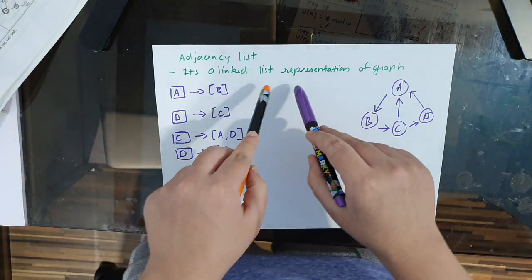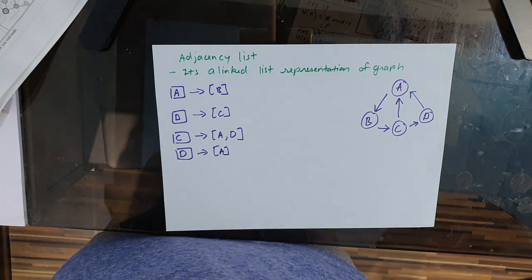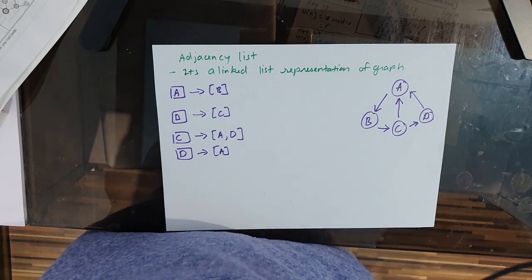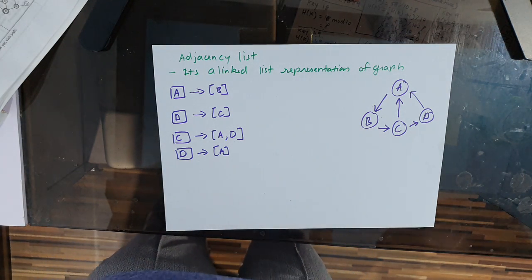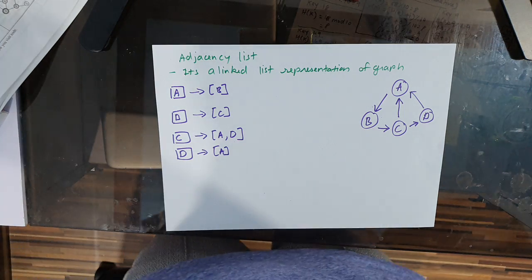It is basically a linked list representation, and for each and every node, we have to mention the connected nodes which are there, just the connected nodes. That's it. That's about your memory representation part.